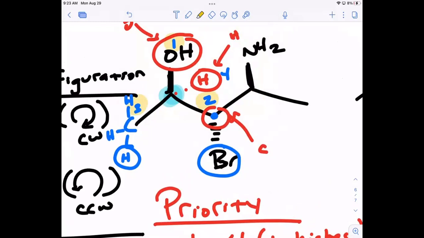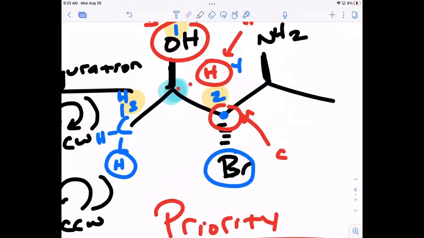Clockwise? It's clockwise. Good. So now that means that this stereo center right here is R. Are we following that? Any questions about that? The priority part is the easiest part, because you can look at the periodic table and find the atomic masses in seconds, right? The other part is how the groups are oriented around that chiral center. That's the part that's a little bit more difficult, figuring out whether it's clockwise or counterclockwise.